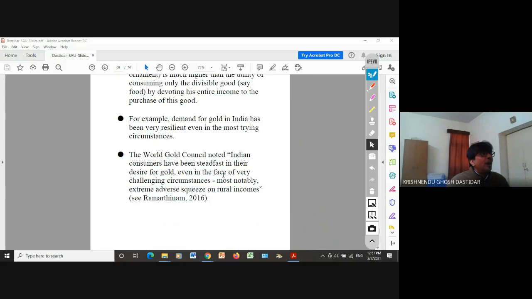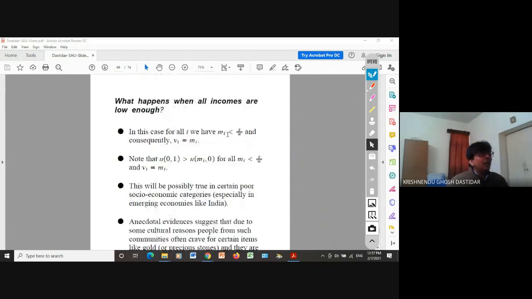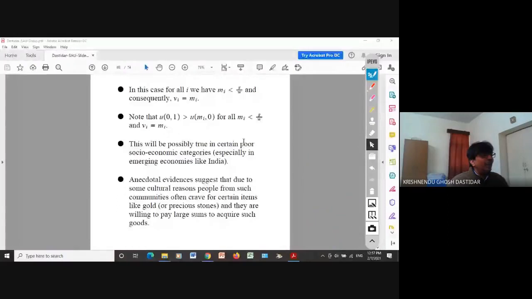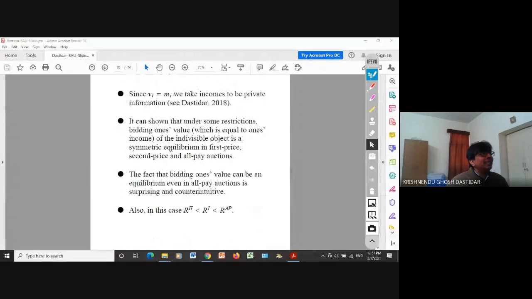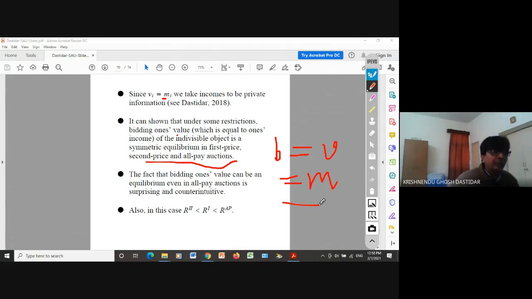So what happens when all incomes are low enough? So VI is equal to MI. In one of my previous papers, I have considered this case also. We take incomes to be private information and all incomes are low enough, and we analyze first price, second price, and all pay auctions. The surprising result is that bidding one's own value, that is bid equal to value equal to income, is an equilibrium not only in second price auction, but also in first price and all pay auctions.